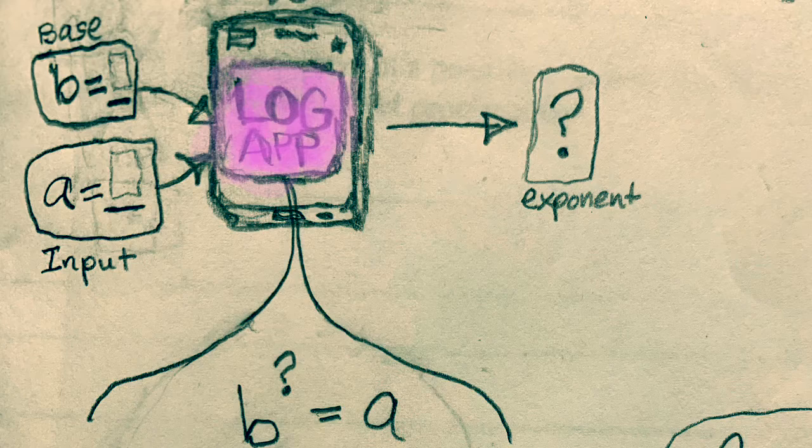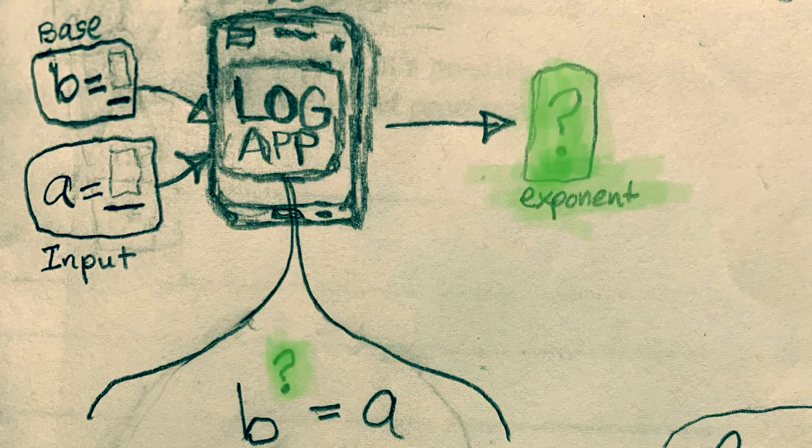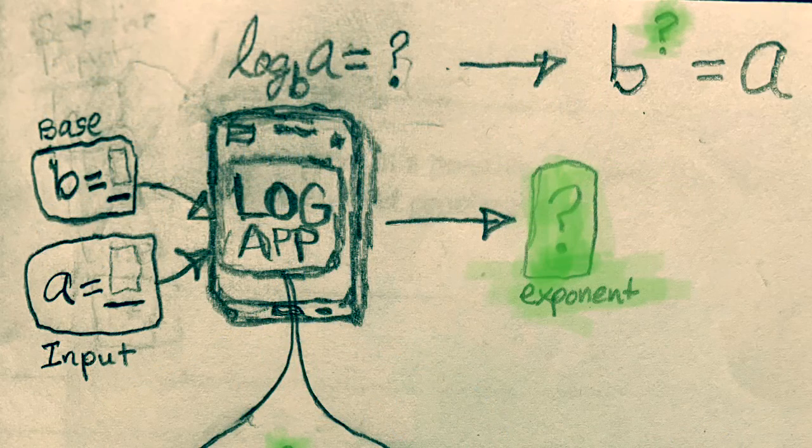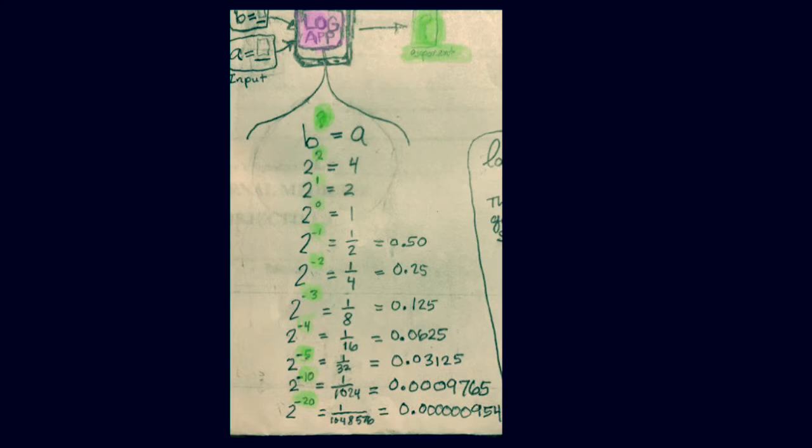Because a log is saying, hey, what should I raise my base to? What should I raise B to get A, the value of the input? The phone app is going to be spitting out numbers that represent the exponent that you need to raise your base to. So look at the kind of numbers that your app spits out for the exponent.